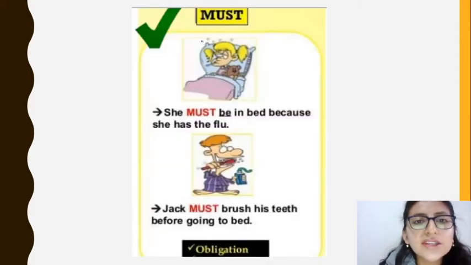Next. For example, we have: she must be in bed because she has the flu. Ella debe permanecer o estar en cama porque ella tiene, what is the meaning of flu? Okay, flu, gripe. Ella debe estar en cama porque ella tiene gripe. Okay, what is the subject? Very good. She is the subject or the personal pronoun.